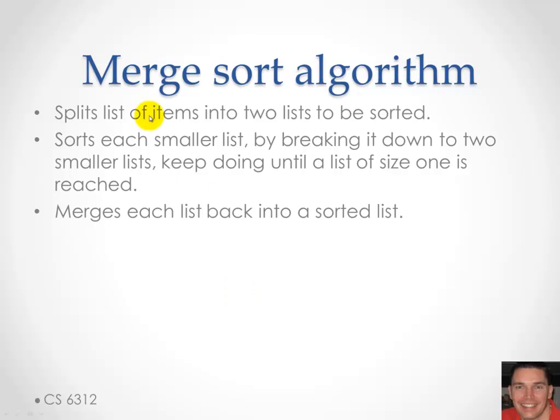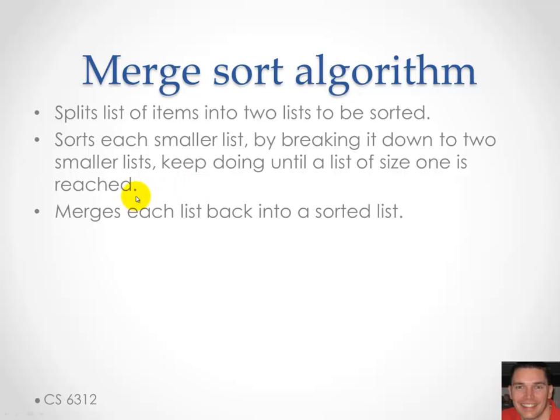So that's another algorithm to sort an unsorted list. This actually has a name. It's called the merge sort algorithm. The way it works is we split the list of items into two lists to be sorted. Then we sort each smaller list by breaking it down into two smaller lists, and we keep breaking it down into smaller lists until a list of size 1 is reached.